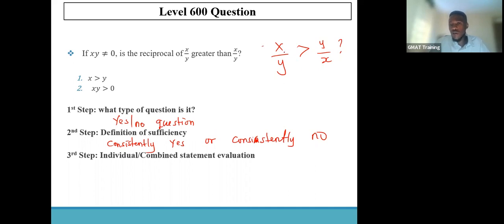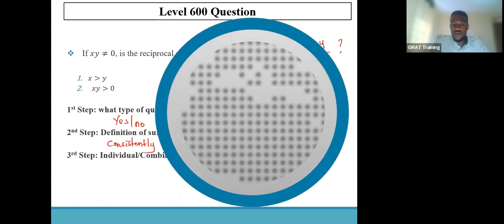And if you are responding to this question, that x over y is greater than y over x, as no, and consistently so, then that statement becomes sufficient too. But if there are situations where you're saying that x over y is greater than y over x, and others where you're saying x over y is less than y over x, then it means that there isn't consistency. And for that reason, that particular statement will become insufficient.